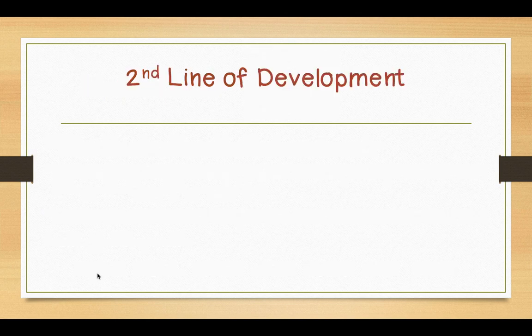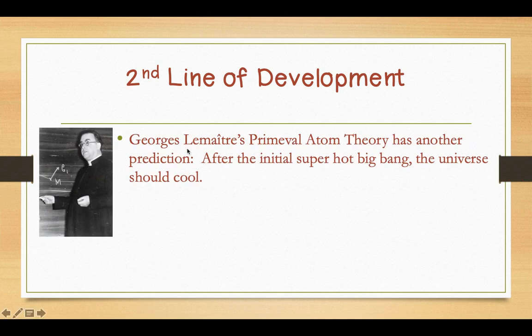All right, let's finish this up. What's our second line of development? The first one was Einstein's relativity, Lemaitre's primeval atom theory, and then Hubble's experimental evidence. So what's the second line of development? Well, we're still going to talk about Georges Lemaitre. His primeval atom theory has another prediction. It's another part of the theory: not just that the universe is expanding, but that after the initial super hot Big Bang, the universe should be cooler.